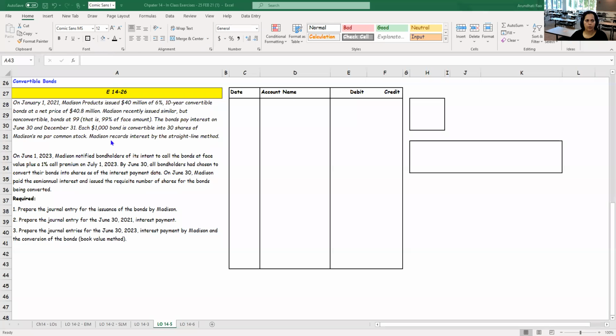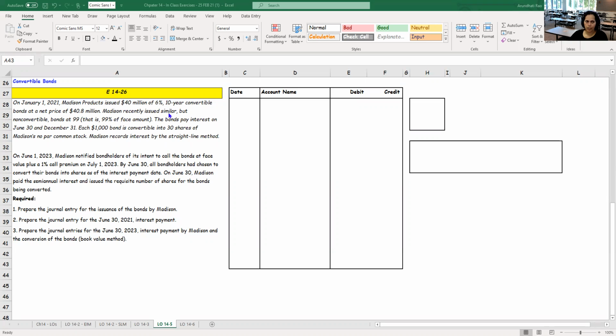Good morning. Let's take a look at another exercise in which we're going to deal with convertible bonds. So let's start with a quick screen share over here and read through the exercise. On January 1st, 2021, Madison Products issued a $40 million 6% 10-year convertible bond at a price of $40.8 million.